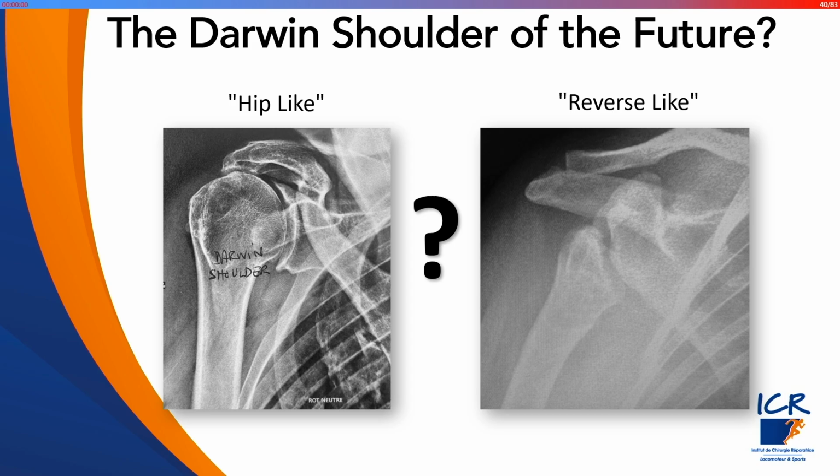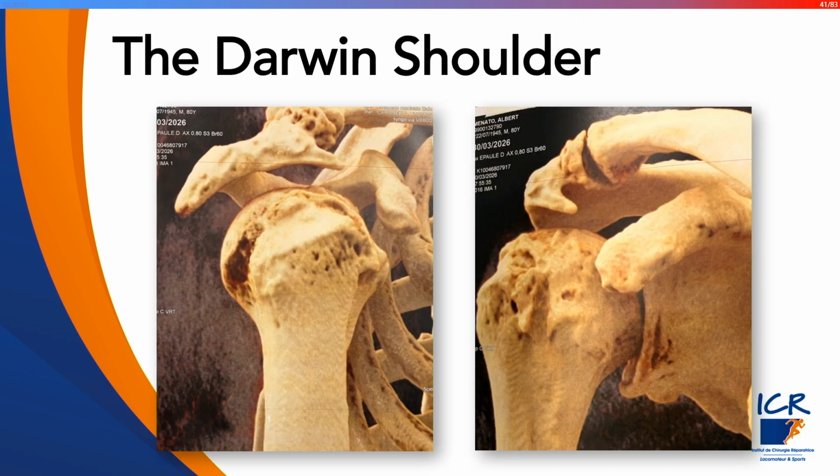And now, what is the Darwin shoulder of the future? Will it be hip-like, or will it be reverse shoulder? We don't know. But for sure, what we call osteophyte is not osteophyte. It's ossification of the CA ligament to try to make a kind of acetabulum for the shoulder.